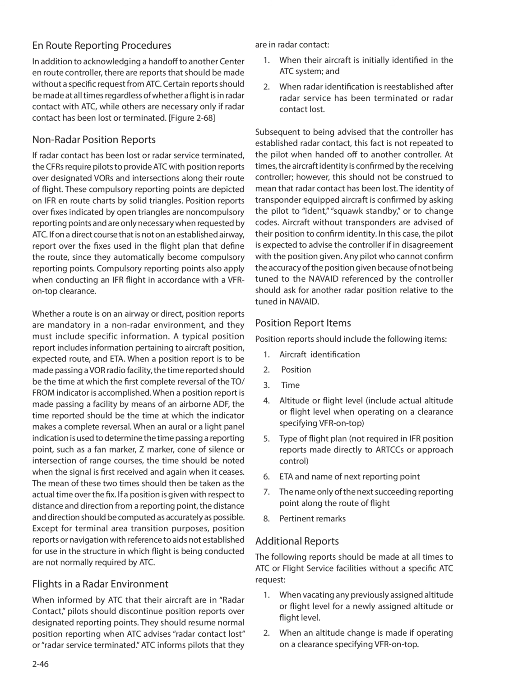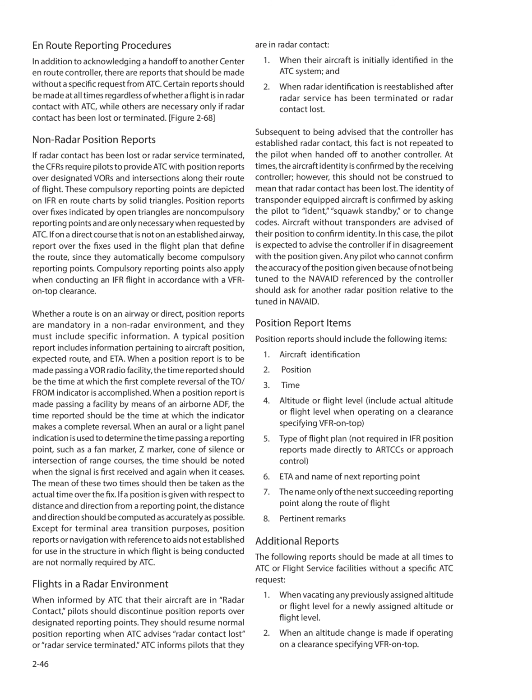ATC informs pilots that they are in radar contact: 1. When their aircraft is initially identified in the ATC system, and 2. When radar identification is re-established after radar service has been terminated or radar contact lost. Subsequent to being advised that the controller has established radar contact, this fact is not repeated to the pilot when handed off to another controller.